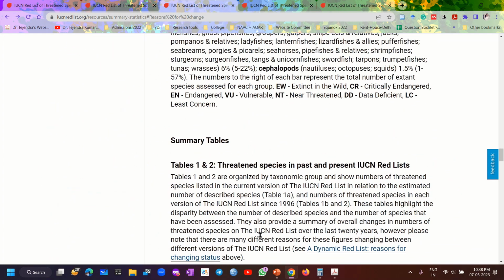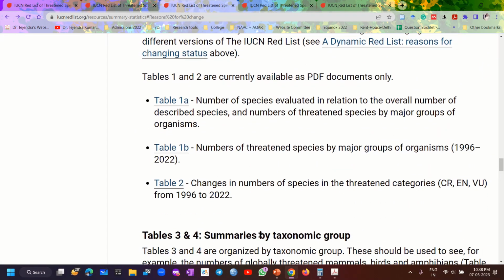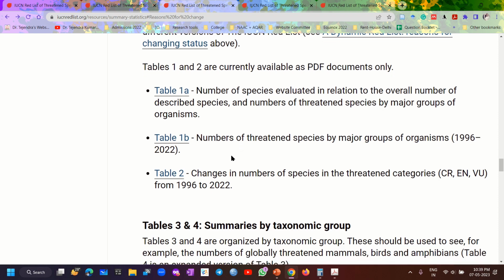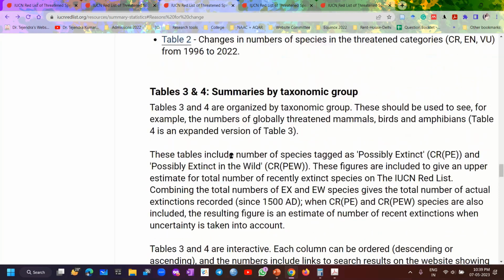So that was the summary chart. Here we can see that a number of tables are given under this category. So you can see a table for every specific group of organisms. Table 1A is the number of species evaluated in relation to the overall number of described species, and the number of threatened species by major groups, then 1B and all these things. Like 1, 2, 3, 4, and so on.